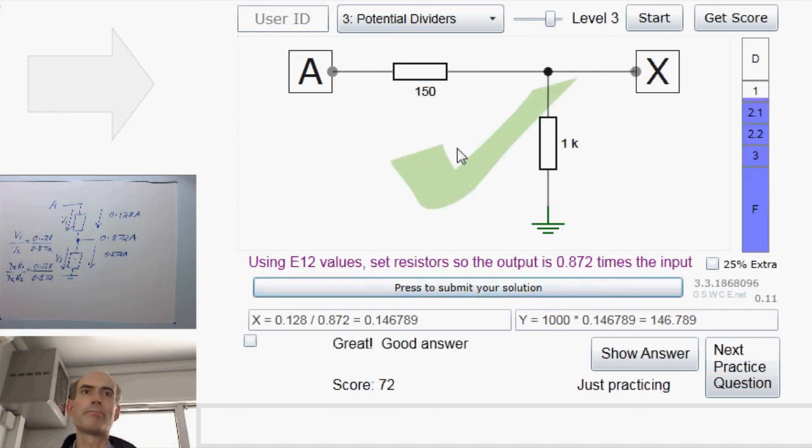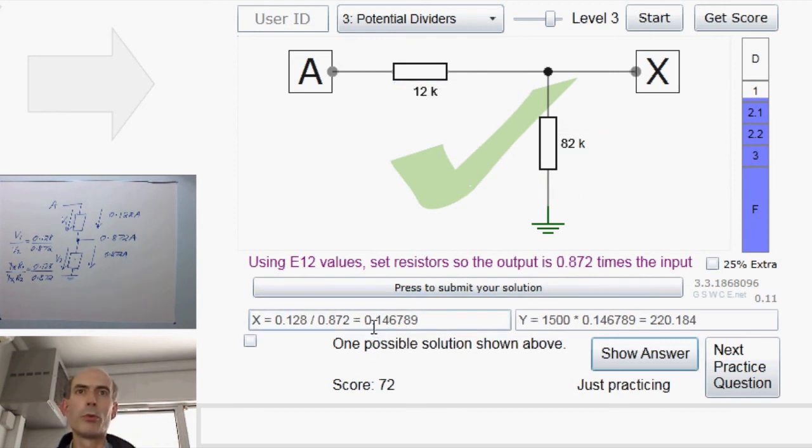Yeah, good enough. If it wasn't, then the next thing I would have done was gone up to the next E12 value and see if there is an E12 value close to that one, and if not, the next E12 value. That's probably one that the quiz was expecting, because 220 is an E12 value. So if I set that to 1K5 and this to 220, then that would be closer to 0.872. I'll see if that is the answer it was expecting. Oh no, it's found a different one, 82 and 12, but the ratio would be the same.